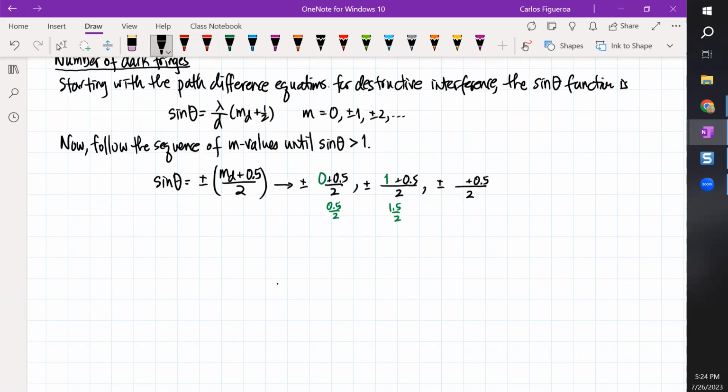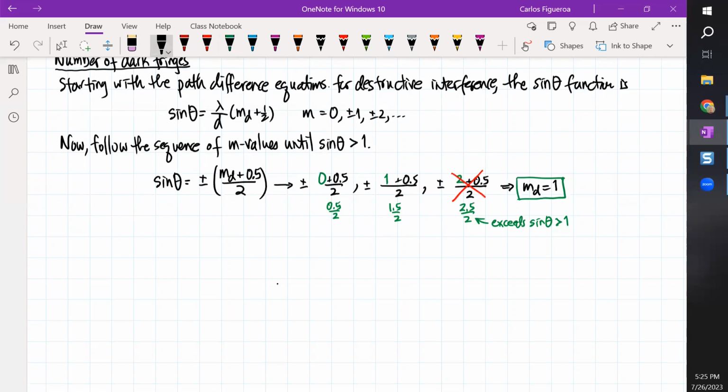So when I go to the next one, I get to 2. And you can see here that now I get 2.5 divided by 2. And this value here, what does it do? It exceeds 1, sine of theta greater than 1. Therefore, this value does not exist. So you can see that I went all the way to m d equal to 1. That's what that is telling me.